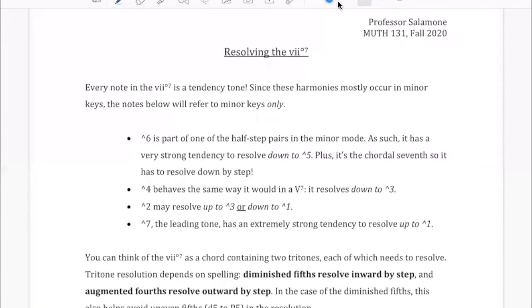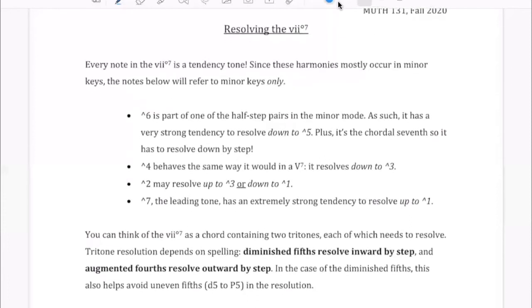Now, the very first thing that we're going to talk about is the construction of the vii°7 in terms of scale degrees. Now, I mentioned this in the last class. The vii°7 acts as a dominant. Part of that is because it shares 3 pitches with the V7. But the vii°7 also has an extremely strong pull towards tonic because every single one of its notes is a tendency tone. So every single pitch in the vii°7 wants to go somewhere in the tonic triad quite strongly.